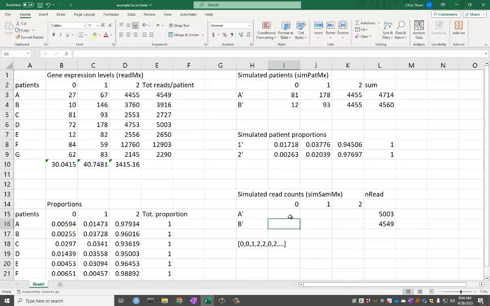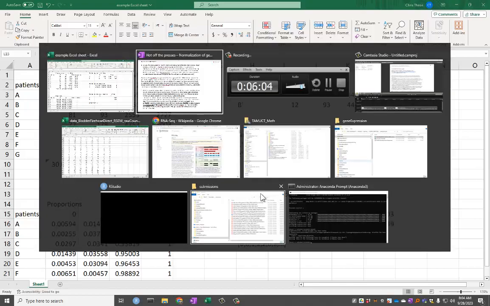Now, you have to try to use as few loops as possible and try to do this as efficiently as possible. Otherwise, your code will be very, very slow. So the final result will be a set of counts here such that the counts sum to 5,003. And the proportions here will be roughly the same as these proportions. And you do that for every single patient.